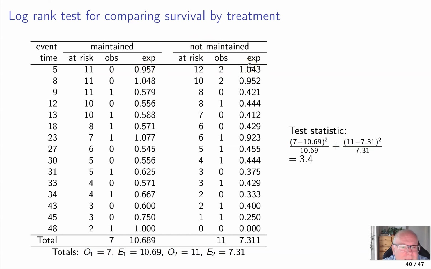So we continue tabulating the observed and expected deaths in this way. At the next time where there were deaths, at time 8, there were two deaths, and here there's slightly more at risk in the maintenance group, so the expected number of deaths is slightly higher in this group. So we continue in this fashion, calculate the expected number of deaths in each group, then we sum the observed number of deaths and the expected number of deaths in each group. Then we compare the total observed to the total expected in each group.